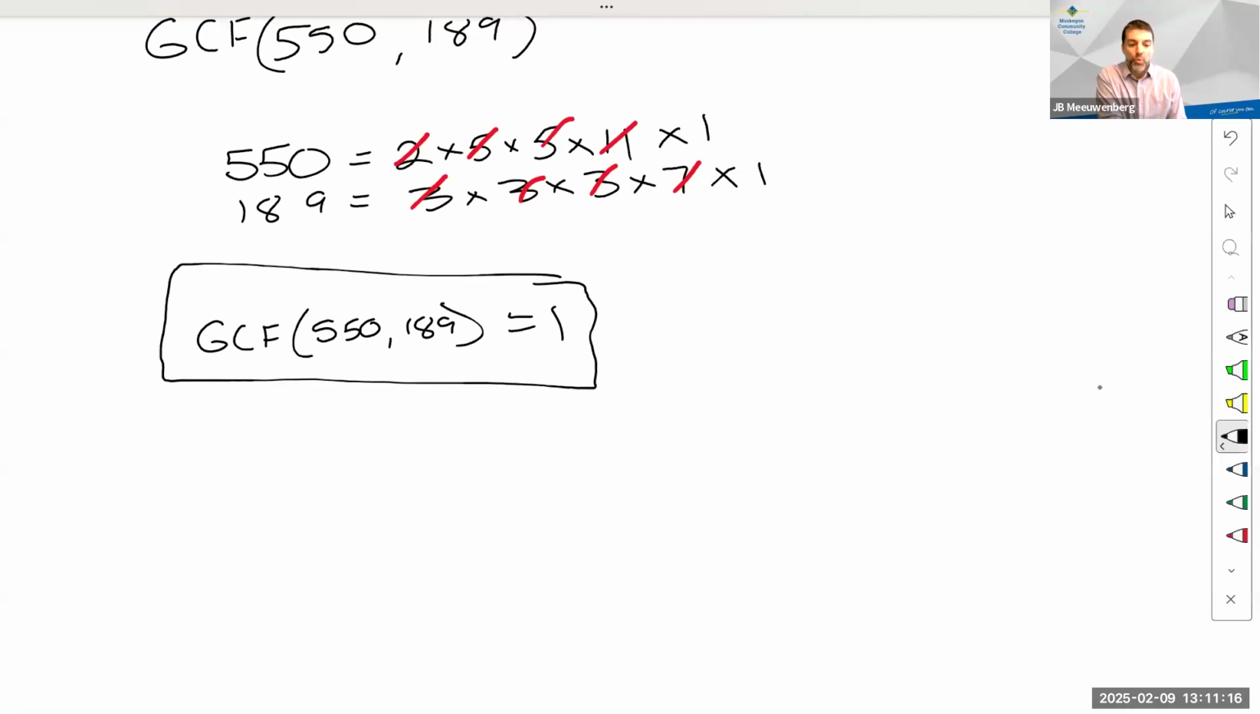We have a name for that. When a pair of numbers has only a GCF of 1, we say they are relatively prime. That's the term we use. 2 numbers whose greatest common factor is 1 are considered relatively prime.